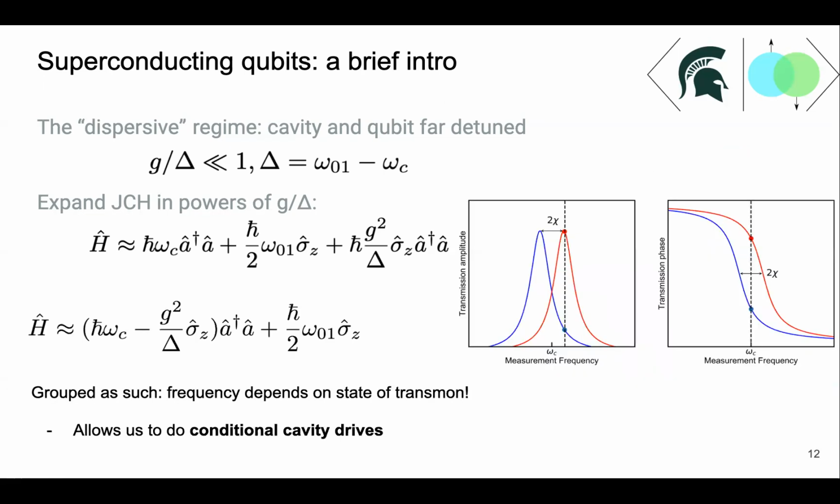So now what we often do is regroup terms in a sort of suggestive way, where we group all the a dagger a's together, and it looks like the effective frequency of the cavity depends on sigma z, which represents the excitation number in the qubit. So what that looks like in a measurement or in a Python notebook.